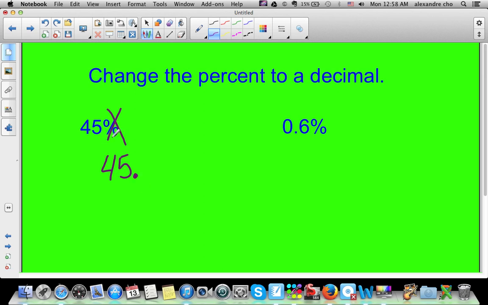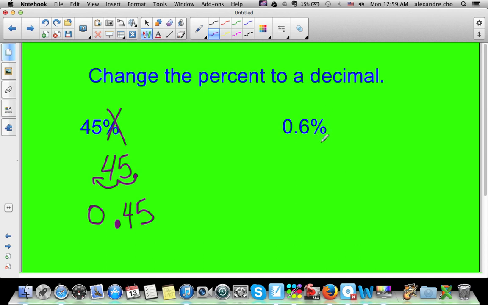So 45%, first thing I did was eliminate the percent sign. Second step I did was add a decimal because they didn't have one. Now I have to move it to the left. So 1, 2, move it to the left 2 spots. So my final answer is 0.45, and we're going to add a 0 in the front to make it pretty. So 45% as a decimal is 0.45.